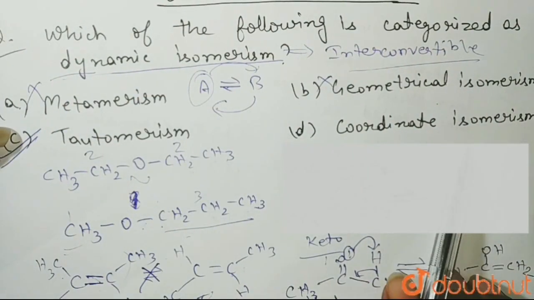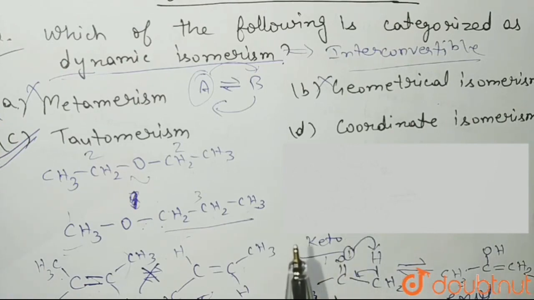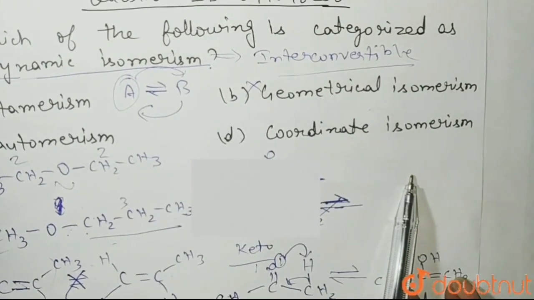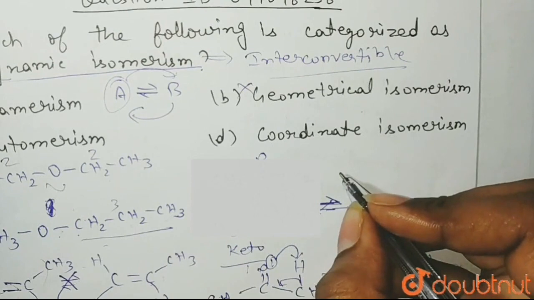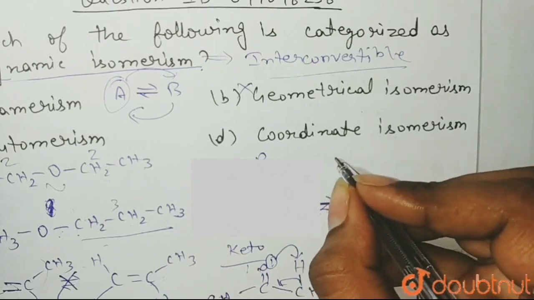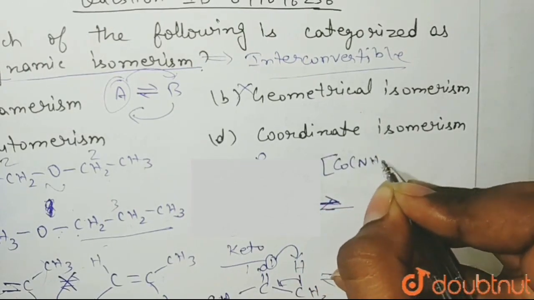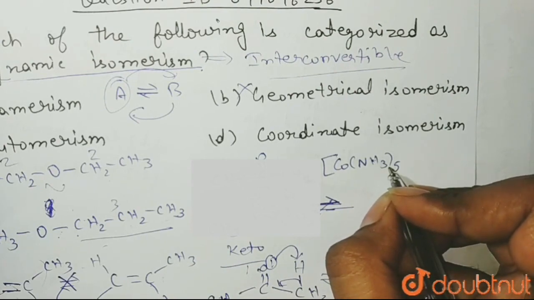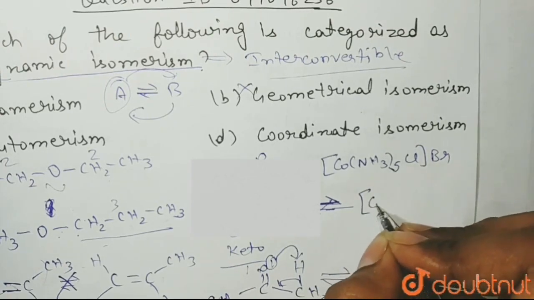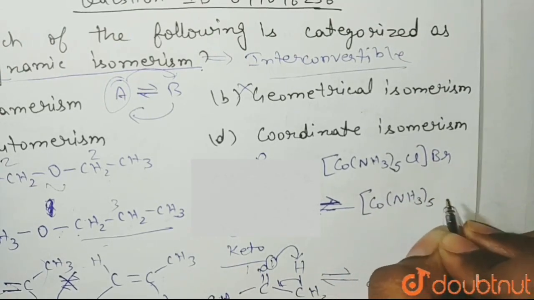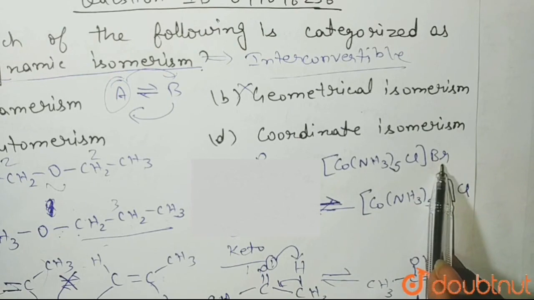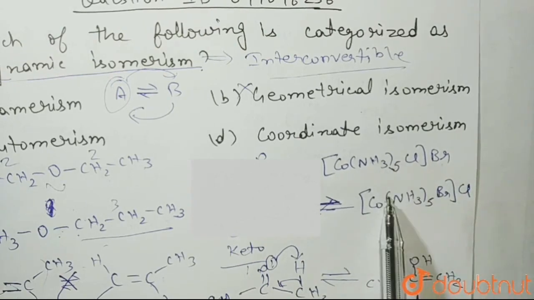Now coordination isomerism is the isomerism present in coordination compounds. If I give you an example, let's say [Co(NH3)5Cl]Br. Its isomer, another isomer, is [Co(NH3)5Br]Cl, with the other ion outside the coordination sphere. This is the coordination sphere, this is the ionization sphere. So these two are coordination isomers of each other.